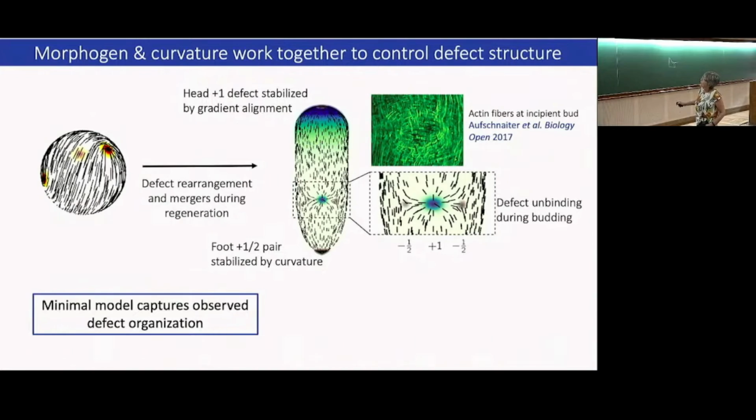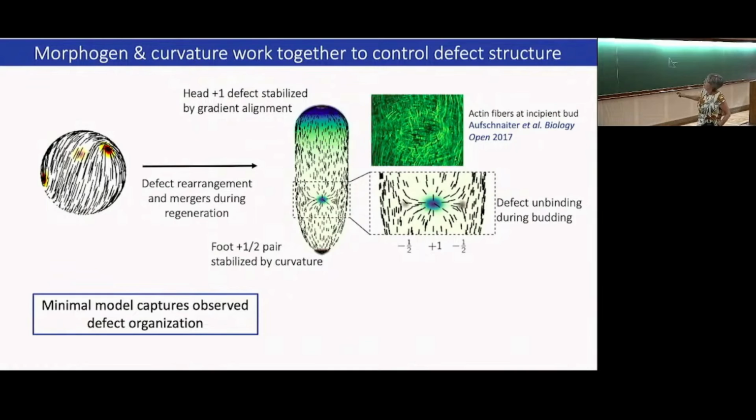that you can actually show, by looking at the defect configurations on a given three-dimensional structure that vaguely resembles the body of Hydra, that having a prescribed concentration of morphogen at the head drives a +1 defect at the head and drives a pair of +1/2 defects at the foot. Here, the +1 is driven by the coupling to the morphogen gradient, and here, the configuration of the two +1/2 is really driven by geometry.